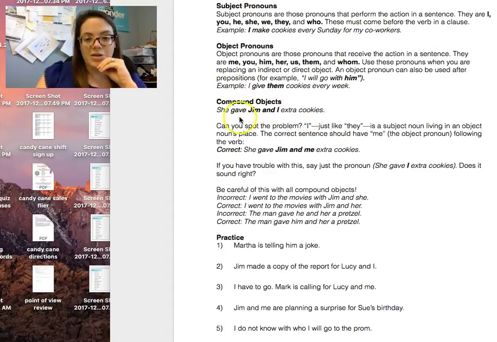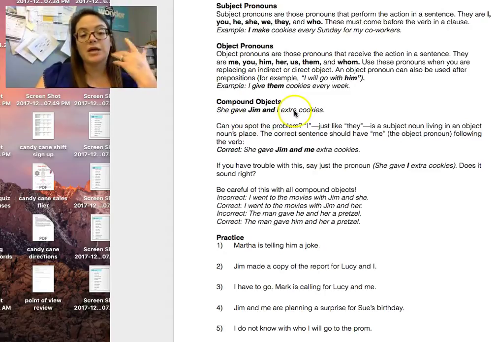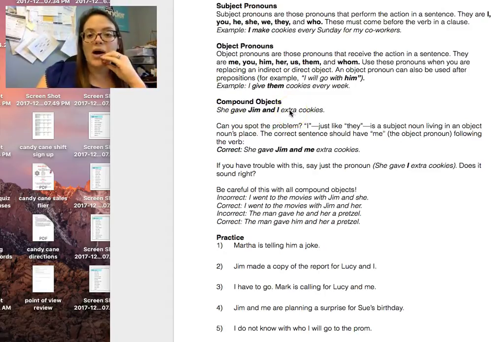Now, Jim and I here is an indirect object. Again, she gave what? Cookies to who? Jim and I. So I don't want to use my subject pronoun I. That's not where that goes. The correct sentence should have me, the object pronoun, following the verb. So she gave Jim and me extra cookies.